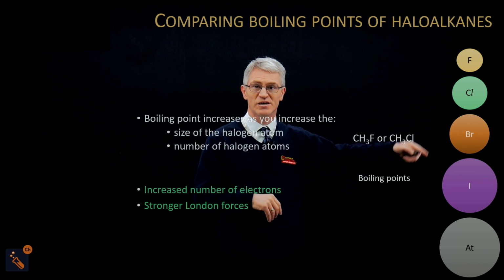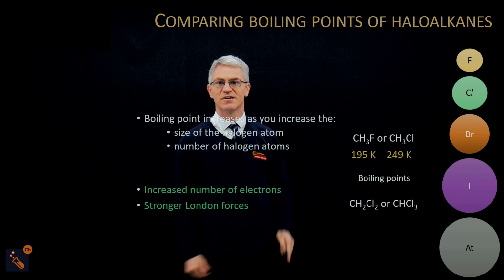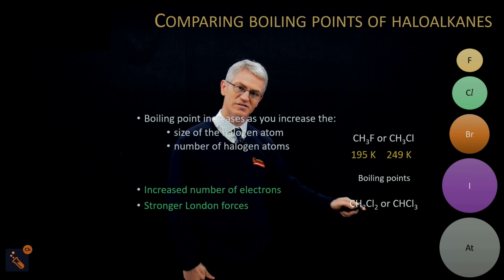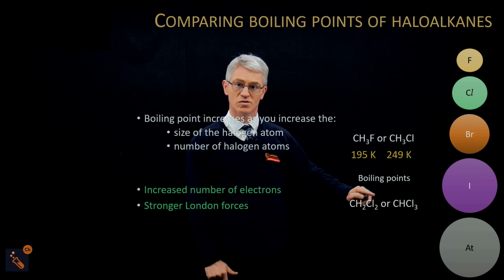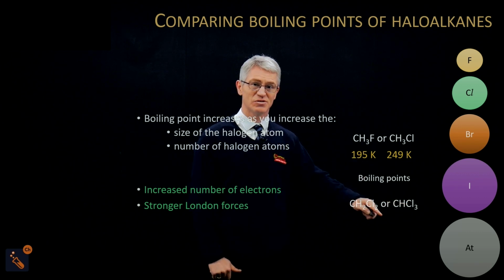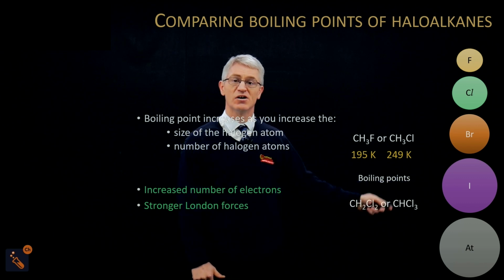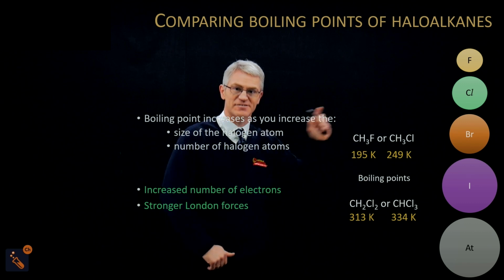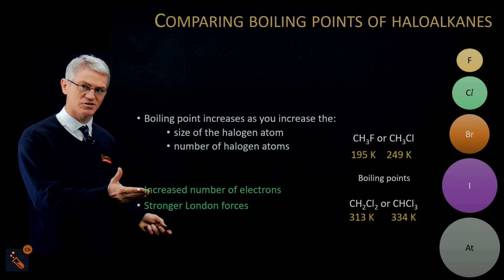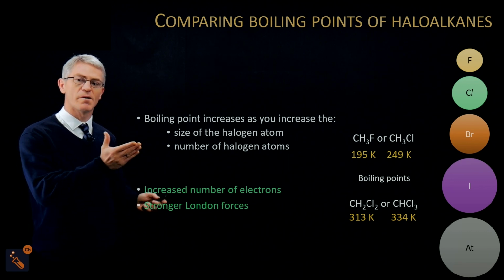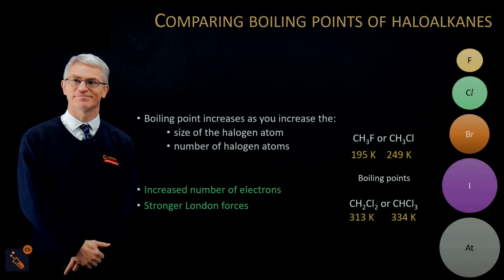Because chlorine has more electrons, the CH3Cl should have a higher boiling point, and it does. Okay, if we go for the next one, and we can say we've got CH2Cl2 versus CHCl3, well, there's more halogen atoms, so we've got more electrons, so therefore CHCl3 should have a higher boiling point, and it does. So both of the rules absolutely work, and just make sure you put that on your questions, and you'll see it in your mark schemes.